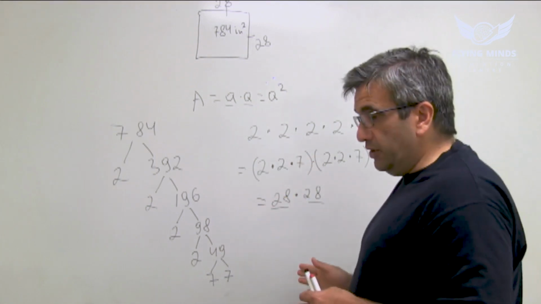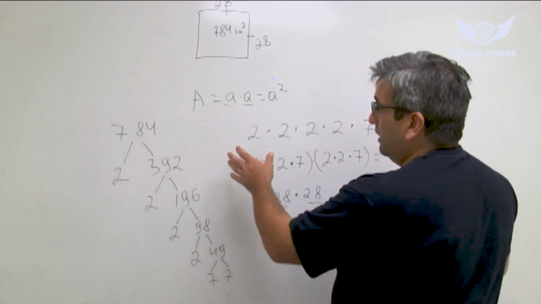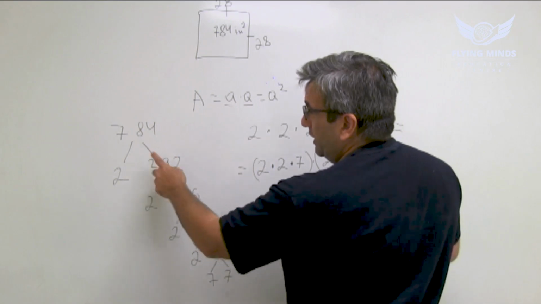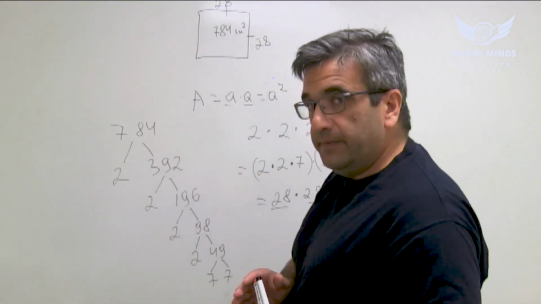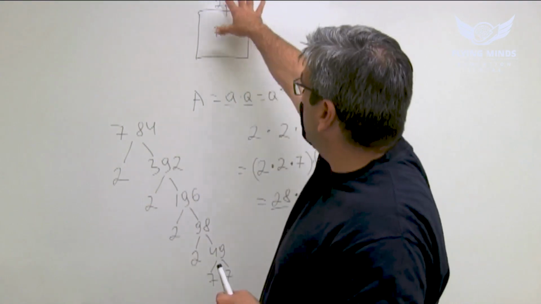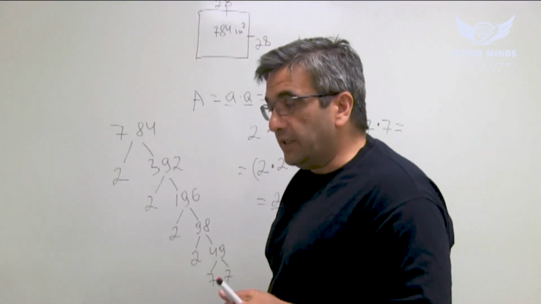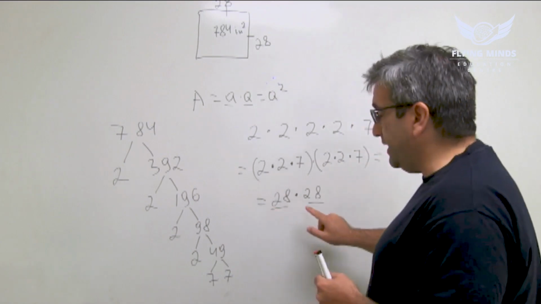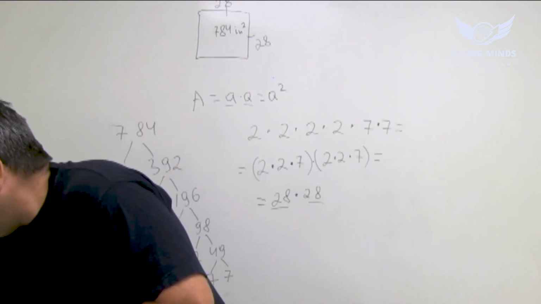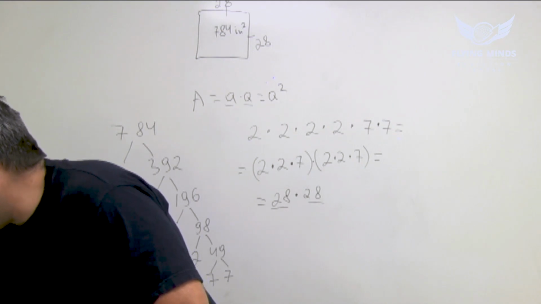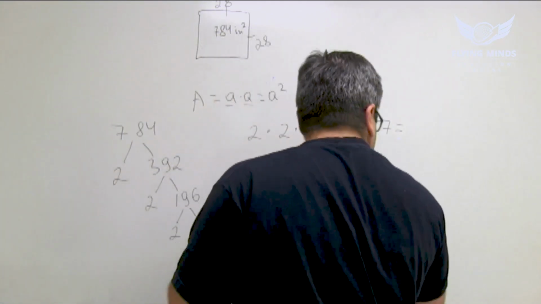So this is what we needed to do: show that 784 is a perfect square, that it has two identical factors, and we found 28 times 28. Okay, so let's try the next question.